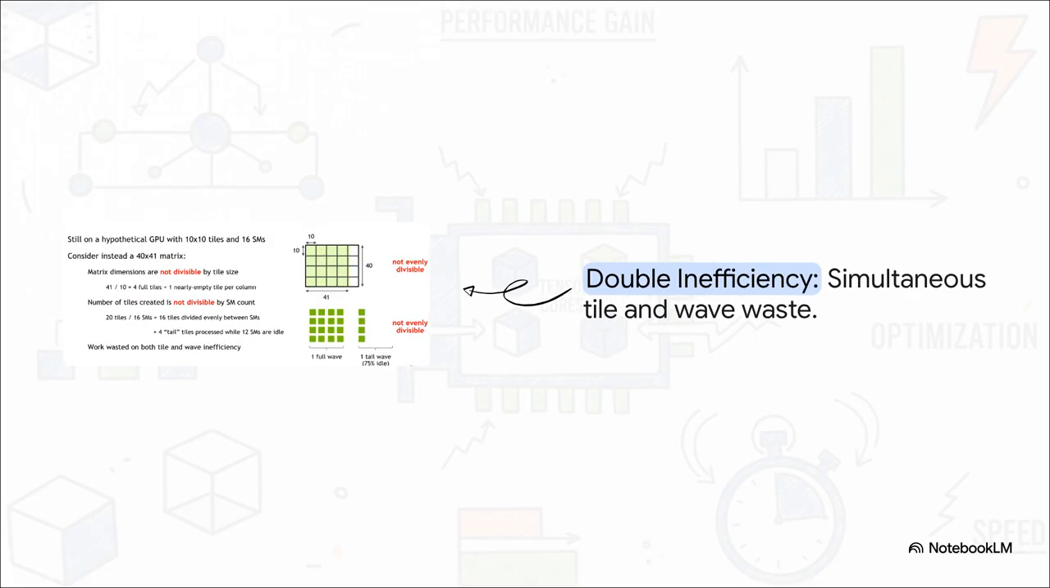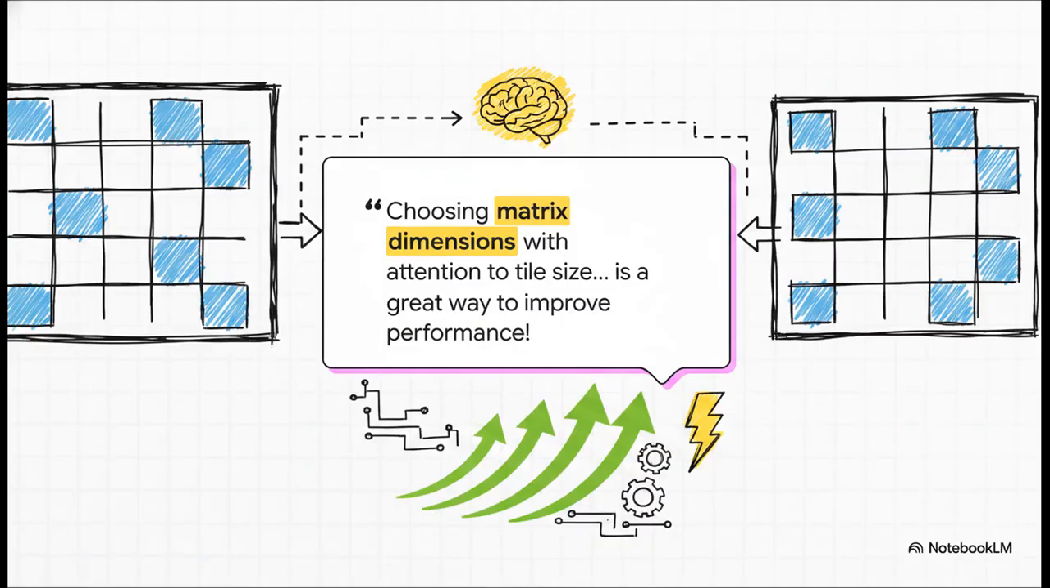And here we drive the climax home with the ultimate performance tragedy, double inefficiency. For a 40 by 41 matrix, you suffer from both. Your 41 dimension forces partially empty tiles, so there's your tile quantization. And the total number of tiles spills over into a tail wave, leaving SMs entirely idle. There's your wave quantization. You have simultaneous empty tile space and idle hardware multiprocessors. Ouch. Which brings us to the core takeaway of this entire deep dive.